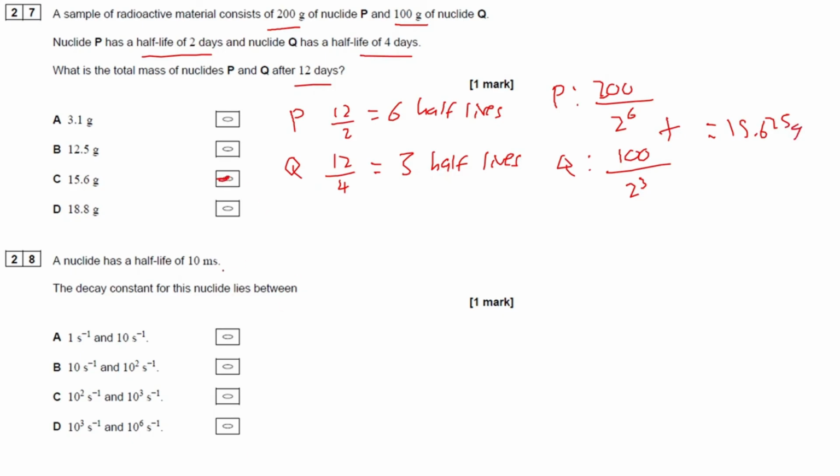Question 28, we have half-life that's been given to us as 10 milliseconds. So T half equals 10 times 10 to the minus 3. And we want to get the decay constant. In the equation sheet, you can see that decay constant is ln2 divided by T half. So if I just put these numbers into the calculator, I get a decay constant of roughly 69 per second. That's the unit for decay constant. And in these options, the only one that is within that range is B. So B is saying between 10 and 100 per second. None of the others are in that range. So B is the answer.